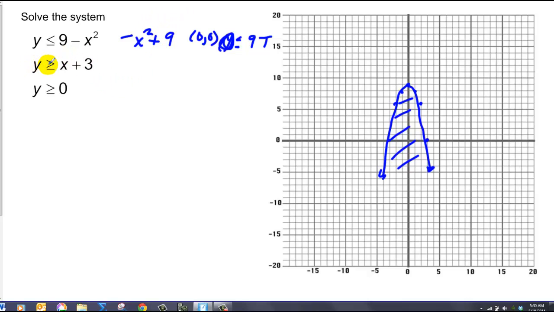Moving to this next line, I get y is greater than or equal to x plus 3. Go up to 3. Rise 1 over 1. Draw the line. Pick my sample point of 0, 0. 0 is greater than 3, not true. I shade up.